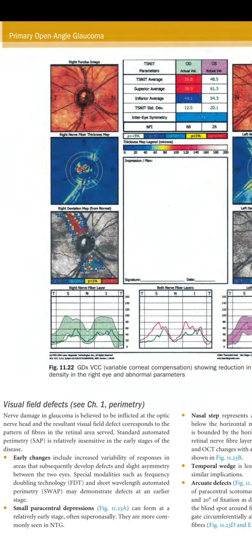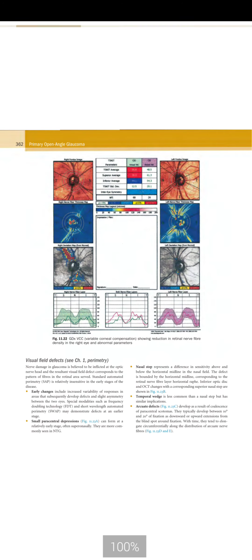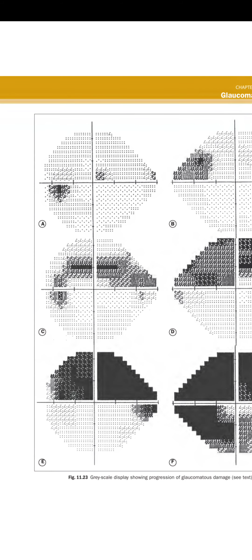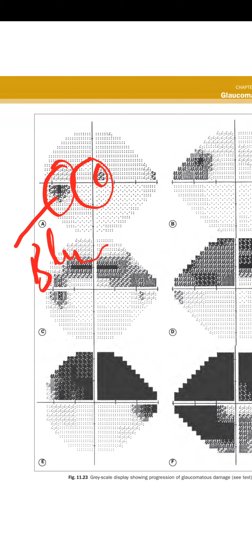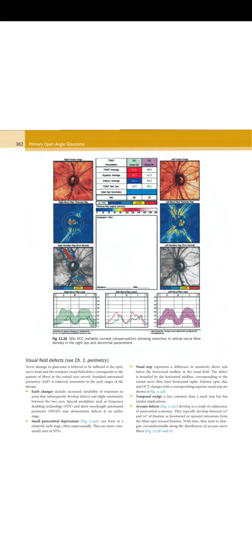Next is the small paracentral depression. A small paracentral depression can form at a relatively early stage, often supranasally. They are more commonly seen in normal tension glaucoma. You can see figure 11.23a. This is a paracentral scotoma. What does paracentral scotoma mean? It is basically a defect. This is the central fixation point, and you can see there is a defect at the paracentral area, and this is a left eye because the blind spot is on the left. This is the blind spot, whereas this is the paracentral defect, not central, slightly away from the center. This is more commonly seen in normal tension glaucoma.